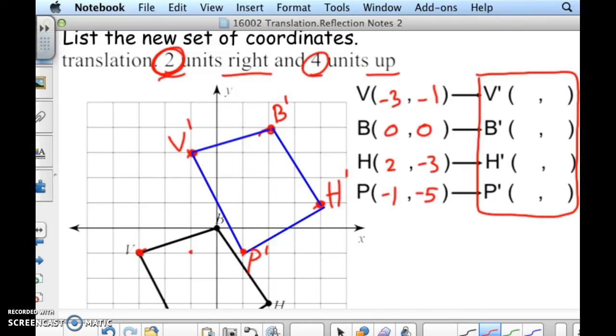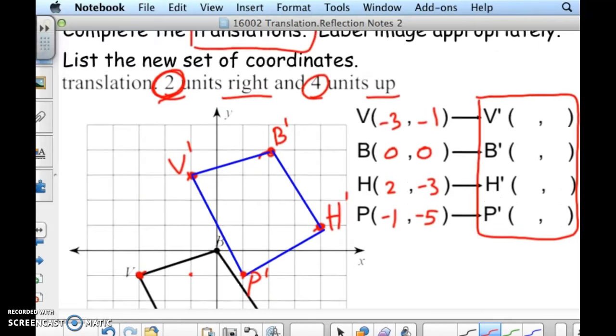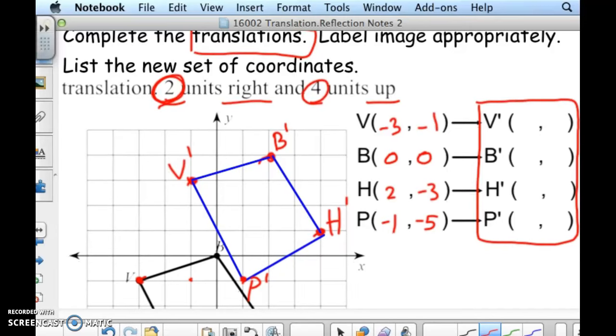P prime. So now I'm going to look at my shapes, with the exception of my bad line drawing. Do they look about the same? I would say, yeah, they're the same in general shape. They both look like quadrilaterals. So let's go ahead and fill in this V prime.